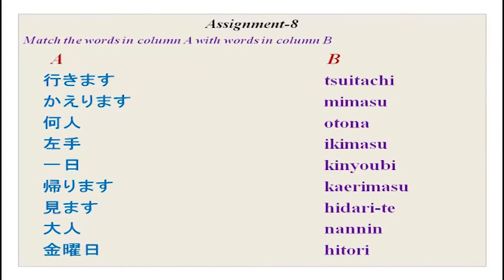Again, match the words in column A with words in column B. You only have the kanji characters and the meanings. Try to match those. And that is your assignment. Those are your assignments. Do them at home. Revise what we have done in class here. Go over the lesson and be prepared, come prepared for our next lesson.